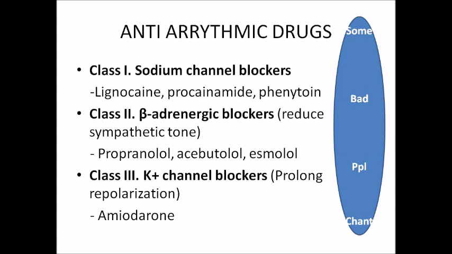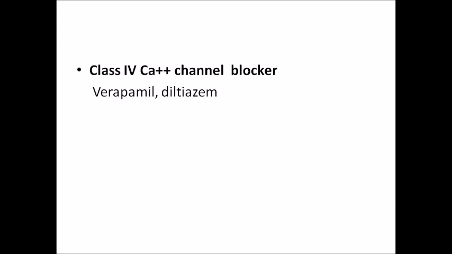Sodium channel blockers are your local anesthetics like lignocaine, procainamide, and the anti-epileptic phenytoin is also a sodium channel blocker, as you might know. Class 2 are beta adrenergic blockers. Obviously, you are familiar: propranolol, acebutolol, esmolol, etc. Potassium channel blocker example is amiodarone. Calcium channel blockers we already saw in detail. So calcium channel blocker examples are verapamil and diltiazem.